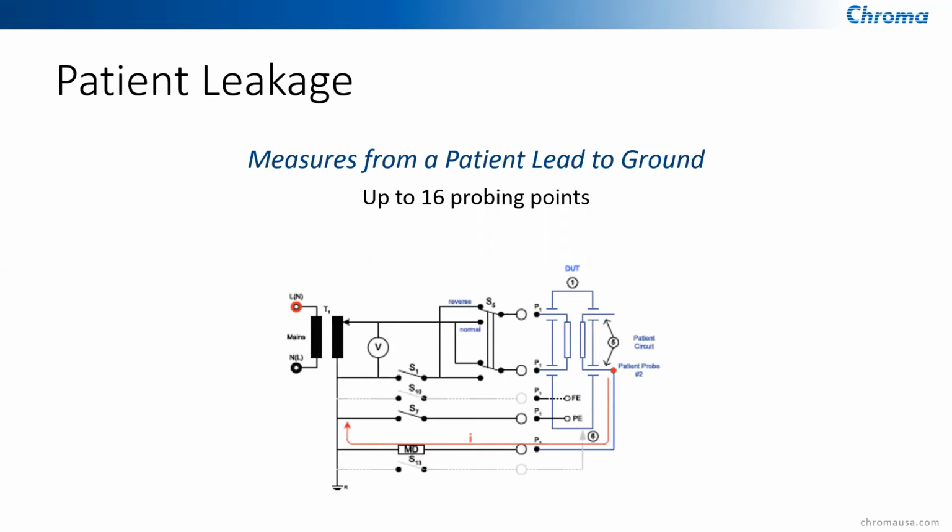So per 60601, you may be required to test anywhere from maybe a couple, maybe 2, all the way up to 16 different probing points, depending on how complex your DUT was and how many patient leads were coming off of your DUT. You could be required to test up to 16 patient points on the DUT back to ground.